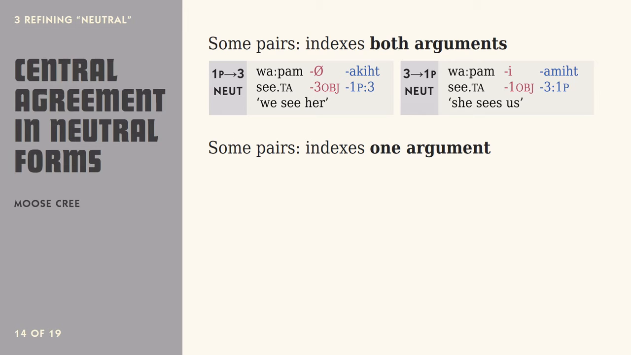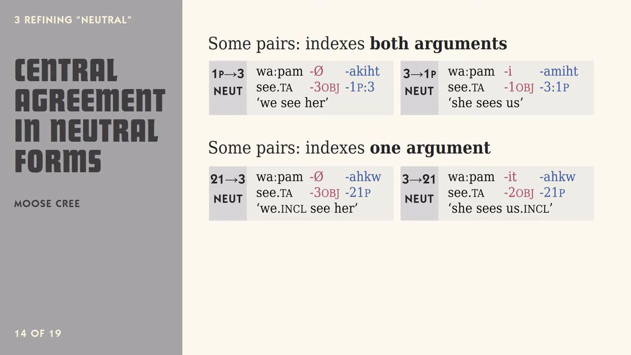In other pairs of neutral forms, the central agreement indexes just one argument. In this pair, for example, the central agreement indexes the inclusive argument, regardless of whether it's the agent or the patient. This starts to feel like the same kind of hierarchy effect that we see in direct and inverse forms.